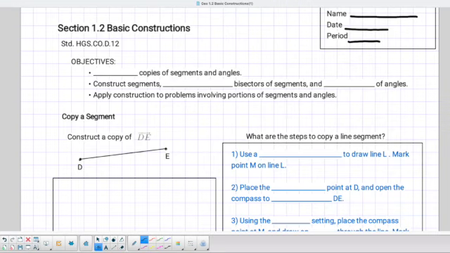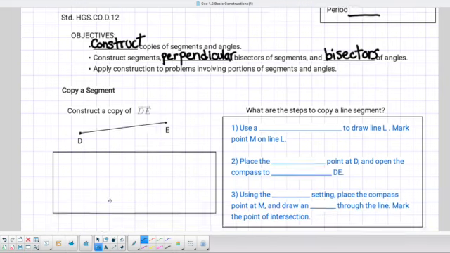The objectives for today are to construct copies of segments and angles, construct perpendicular bisectors to segments, and bisectors of angles. The third objective is to apply construction to problems involving portions of segments and angles.